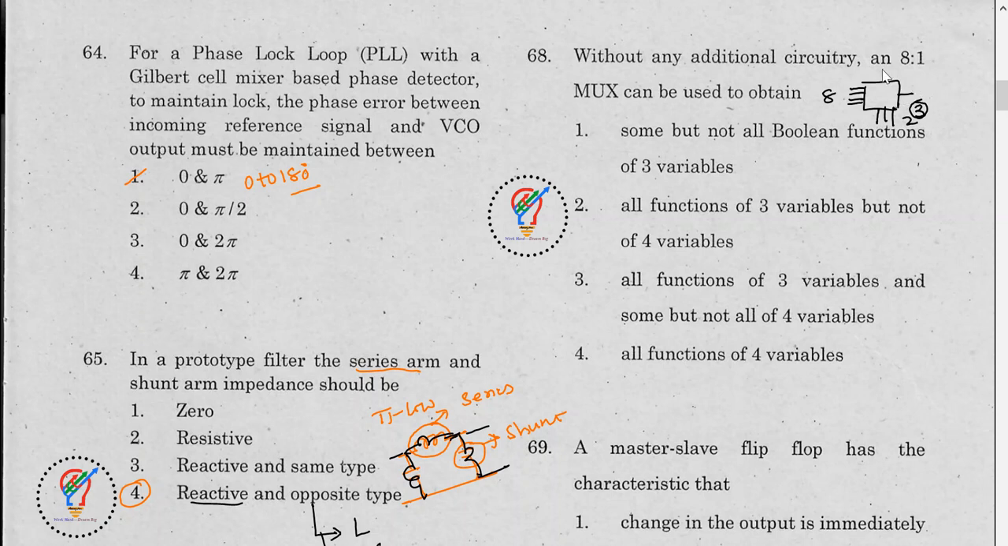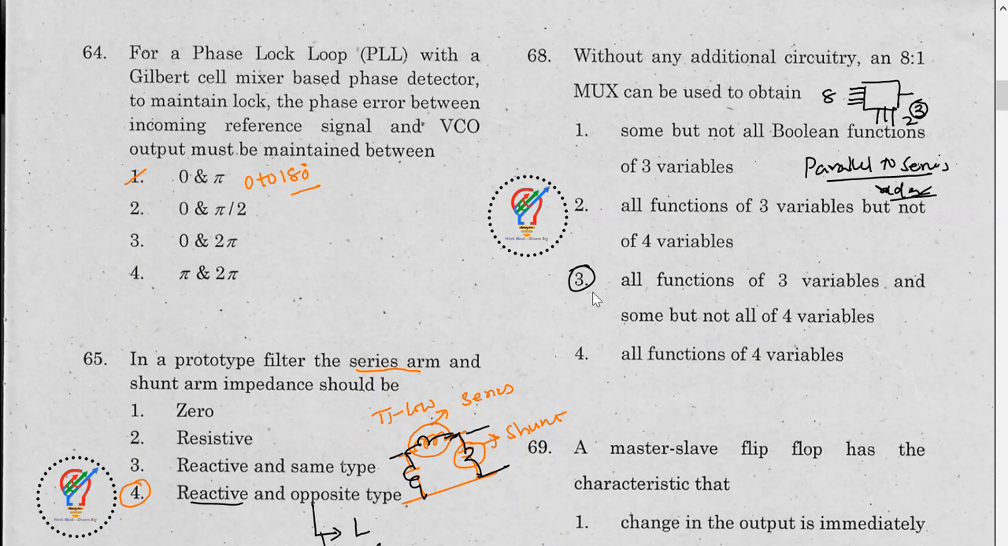It is also known as a parallel to series circuit. So here there are 8 input pins, 3 select pins, and 1 output. So it can obtain all the functions of three variables and some, but not all, 4 variables. So the answer will be 3 here.